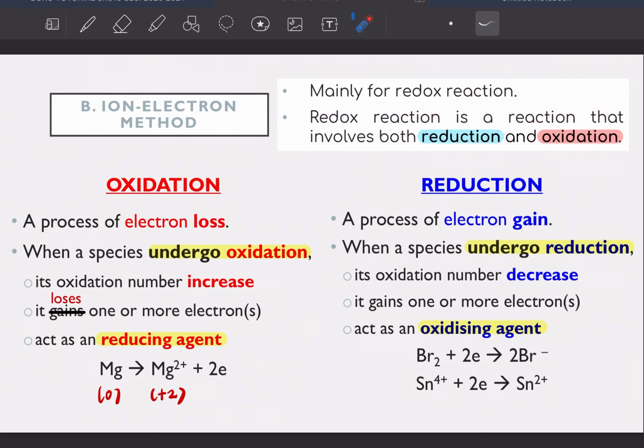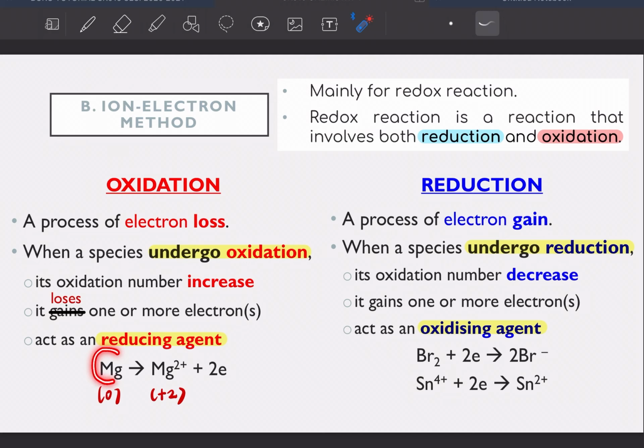Okay, so let's just refresh you guys with these terms. Okay, so oxidation, or like this symbol, oxidation is a process of electron loss. So you will lose electron. Someone will lose electron. So when a species undergoes oxidation, its oxidation number atau oxidation state will increase. Okay, maksudnya bertambah. And then it will also lose one or more electrons.